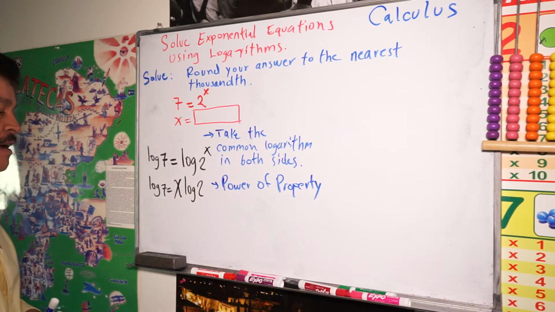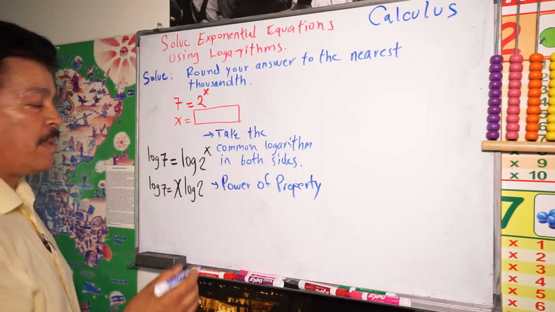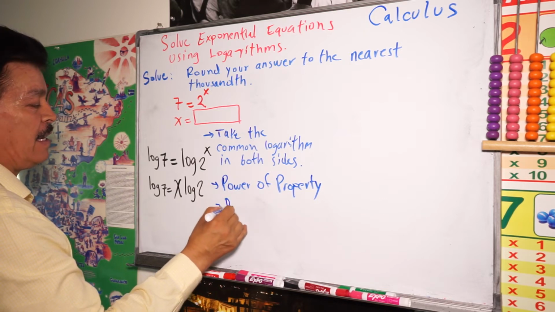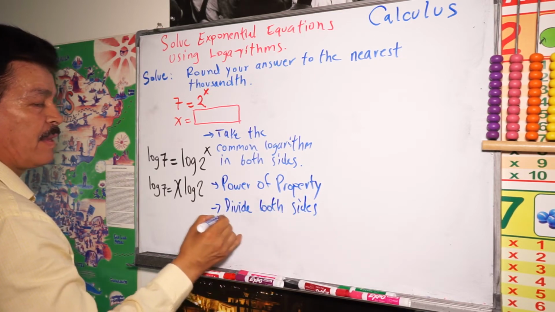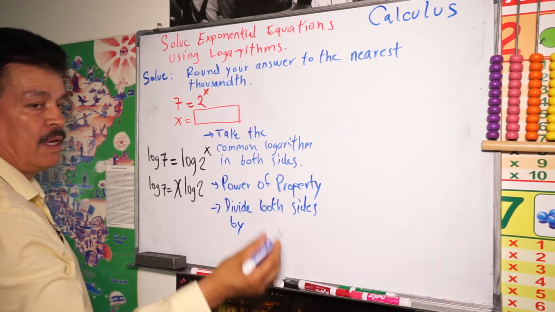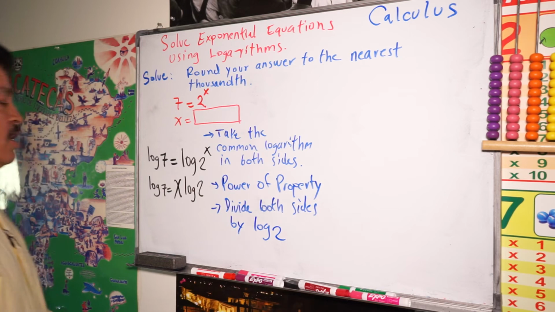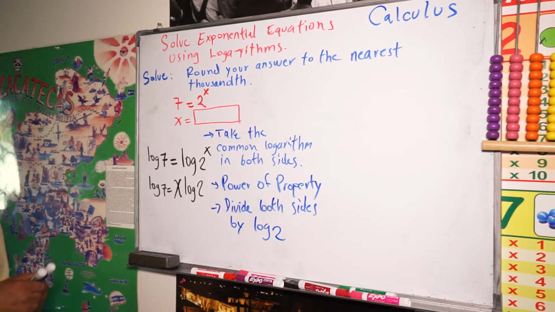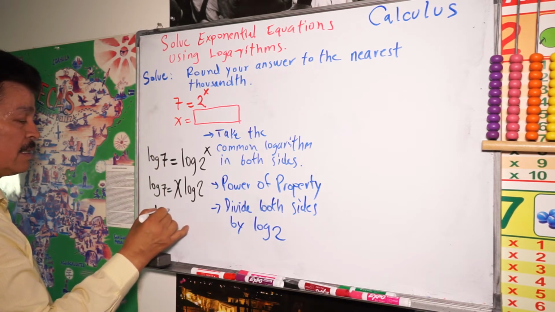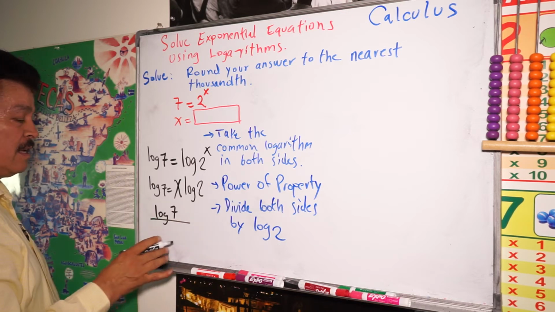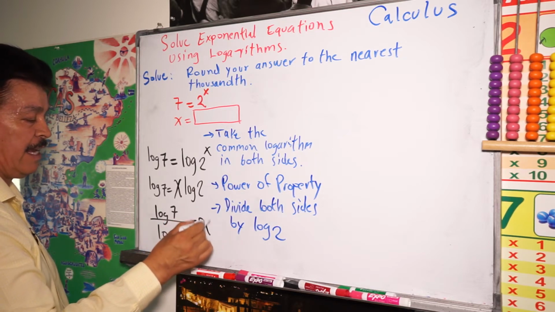Okay, so now divide both sides by log 2. So next step, divide by logarithm 2. You are going to have this step: log 7 divided by log 2 equals x.